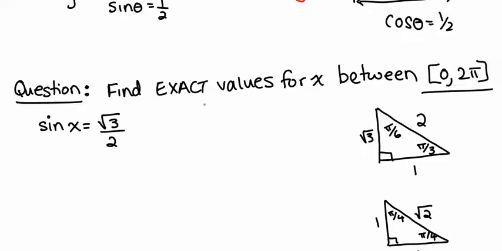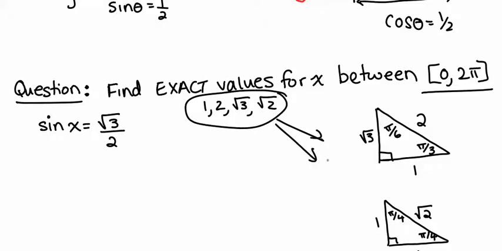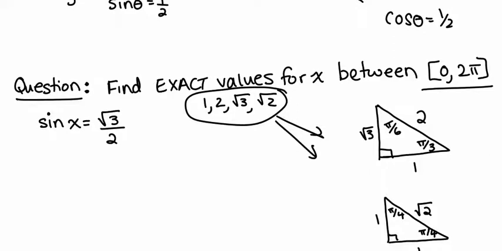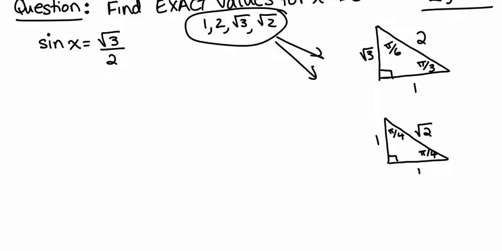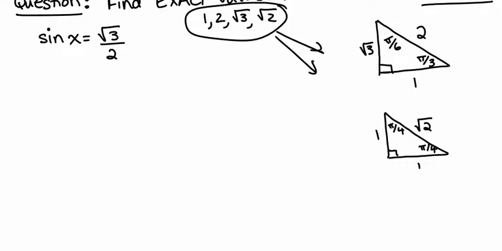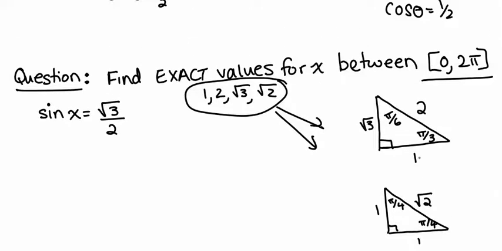So anytime you see numbers like 1, 2, root 3, or root 2, all of these values come from your special triangles. So remember your two special triangles. So these two triangles right here. So if we're trying to solve for sine x equals root 3 over 2, that is coming from this triangle here.